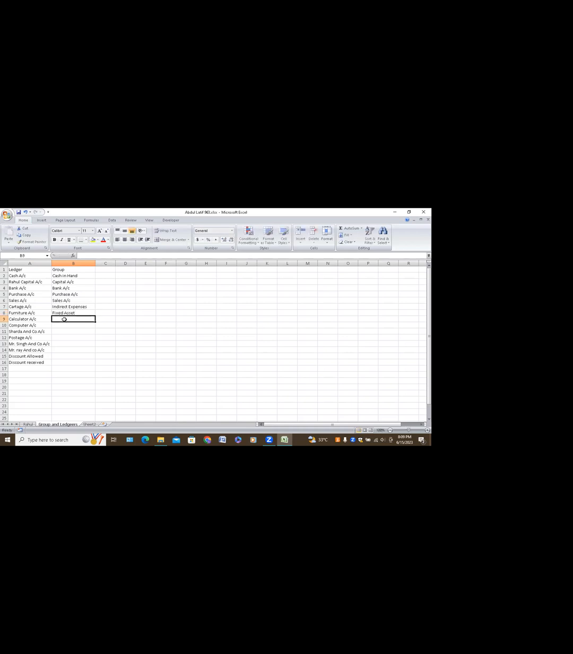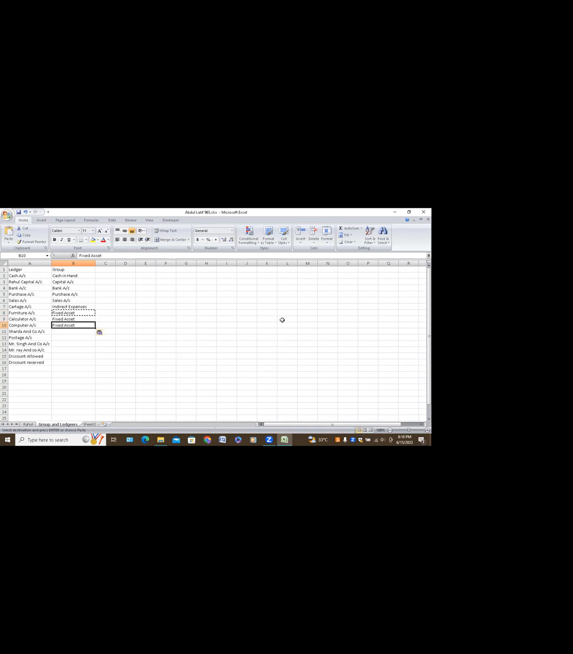Khanis Ajira, furniture comes under which group? Fixed asset, ma'am. Okay. Rumana Aisha, calculator comes under which group? Maybe indirect expense. Calculator. Is it a fixed asset? Yes. So make it fixed asset. Sumaya, next, computer comes under which group? Fixed assets.